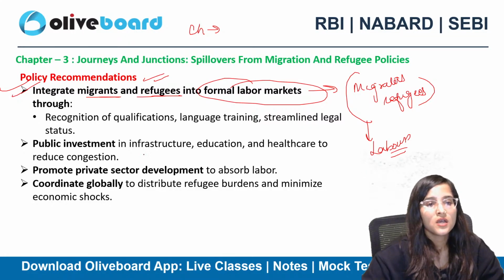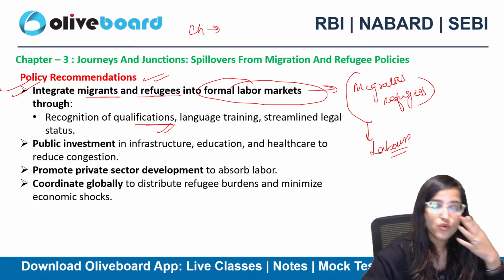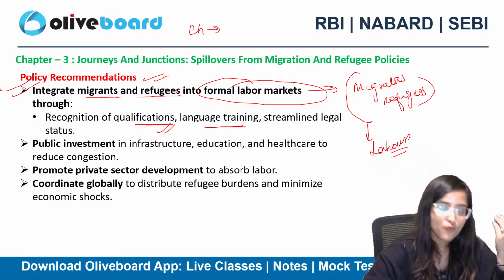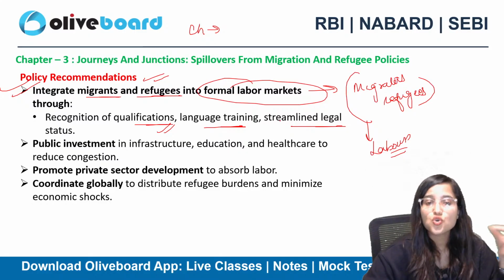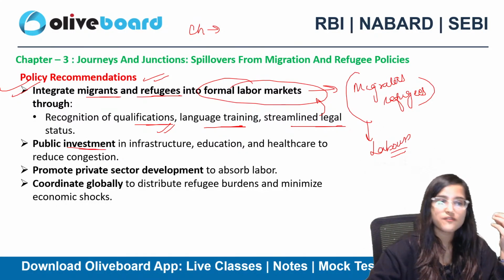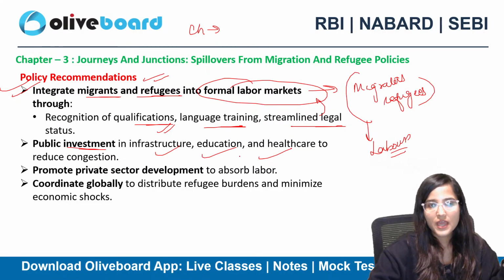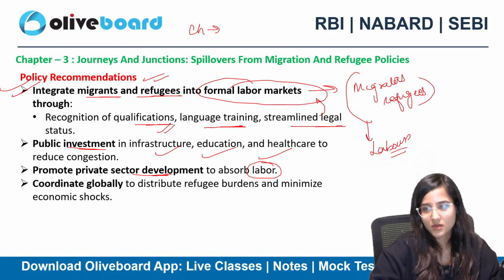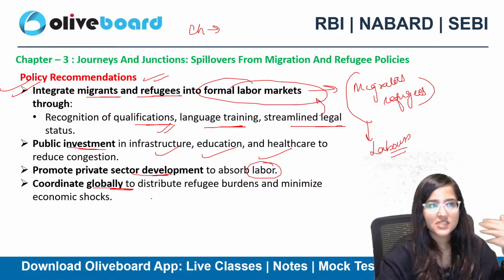Then we need to recognize their qualifications. What if they have a good amount of qualifications? We need to focus on language training. We need to streamline their legal status so that we can utilize them in the labor markets. We need to focus on public investment in infrastructure, education, healthcare. We need to promote private sector development. We need to absorb this labor. We need to coordinate globally as well. These are the policy recommendations.